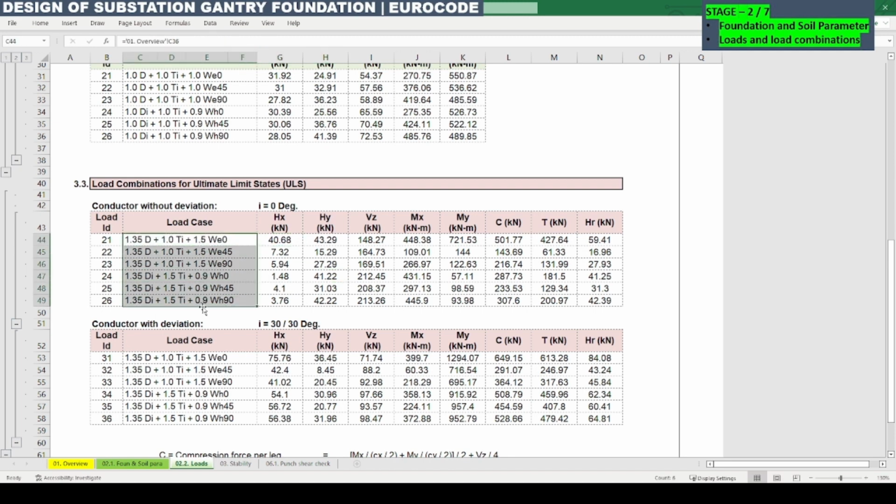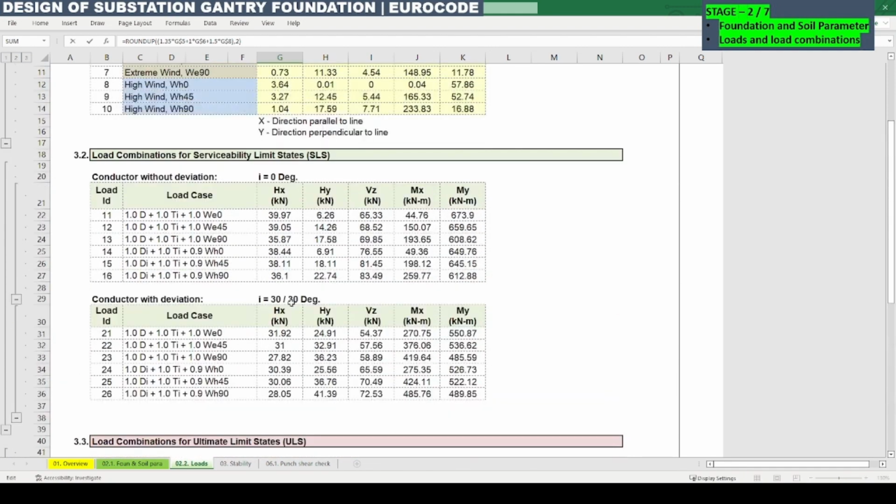There are also other critical combinations, by reducing this 1.35 dead load to 0.9 dead load and having the variable as 1.5 and 0.9. And there are a lot of other load combinations also. So accordingly we need to provide the load combinations which are required for the design.